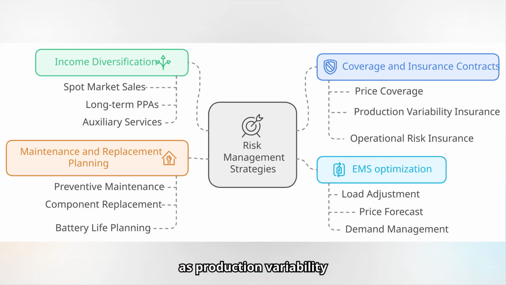Financial instruments such as production variability insurance and hedging contracts protect the project from adverse events. A well-defined maintenance plan reduces unexpected failures, while replacement planning extends system life and avoids unforeseen costs.